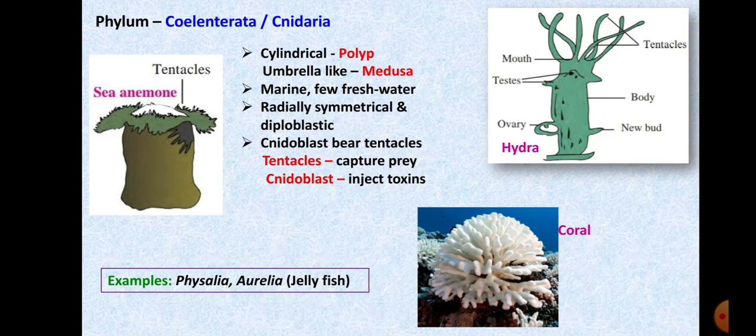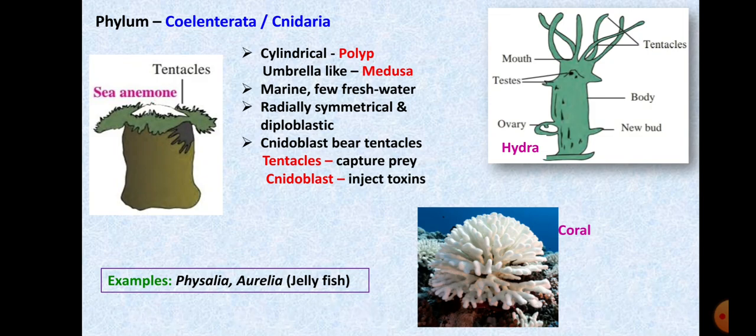Okay, cylindrical body, those are polyps. Umbrella-like body, those are your medusa. You can see three different organisms from the phylum Coelenterata on your screen. Sea anemone, it is cylindrical. Hydra, again cylindrical. Whereas coral, if you observe, it is umbrella-shaped. You can even go and Google jellyfish.